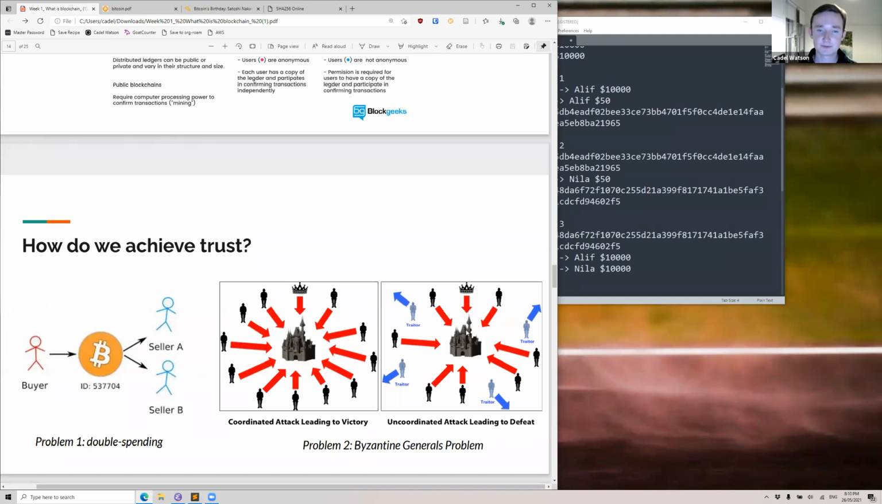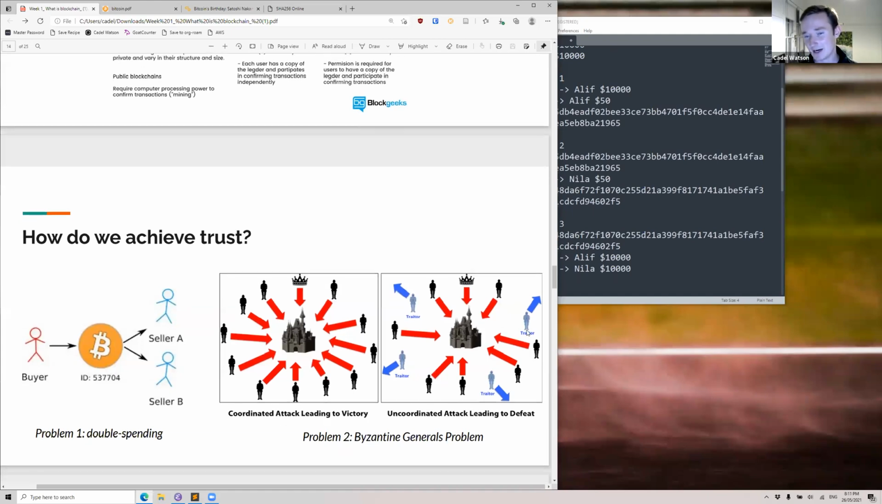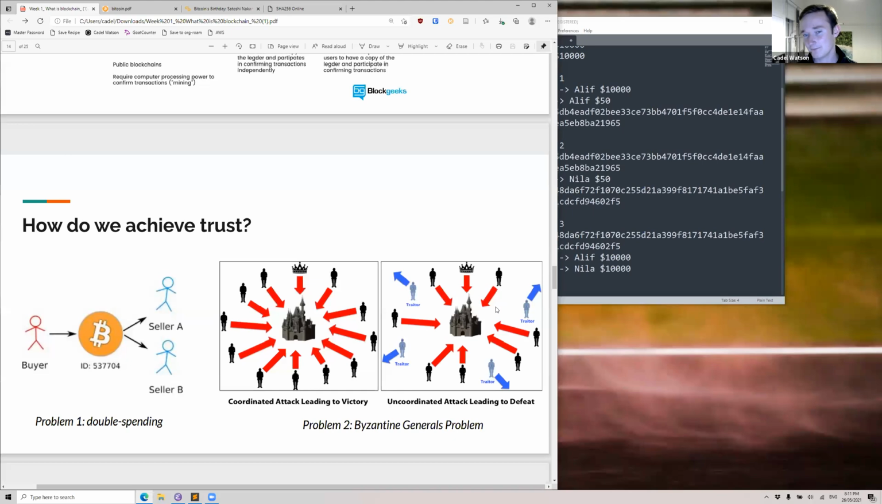The problem comes when some of our generals are traitors. And in the money case, I'm the traitor here. I'm trying to spend my money twice. If some of the armies attack and some of the armies don't, because they're traitors and they retreat, then all of these armies are wiped out. And the generals in common are defeated.